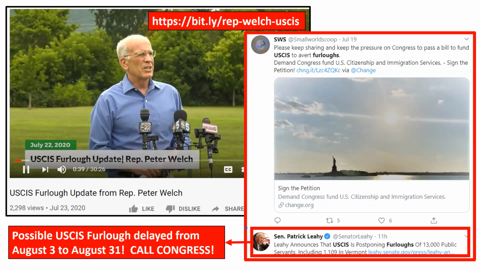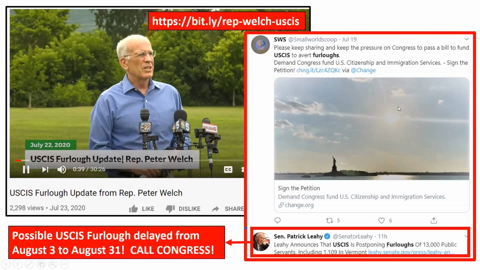So the next day, Senator Patrick Leahy announced on Twitter that USCIS is postponing the furloughs of 13,000 public servants, including 1,109 in Vermont. So that was a big deal. I know it's such a small tweet, but this was really a big deal. And we still need to tell Congress and the White House that we want USCIS to be fully funded.